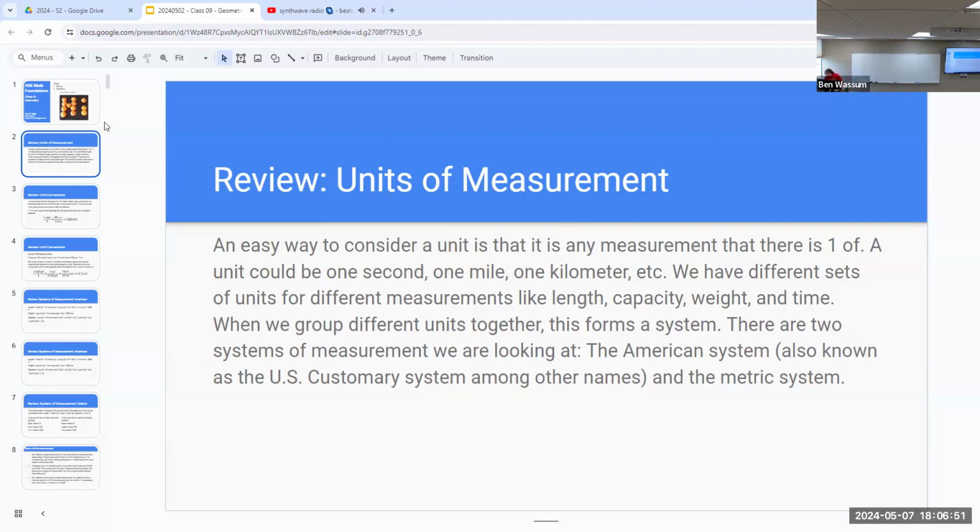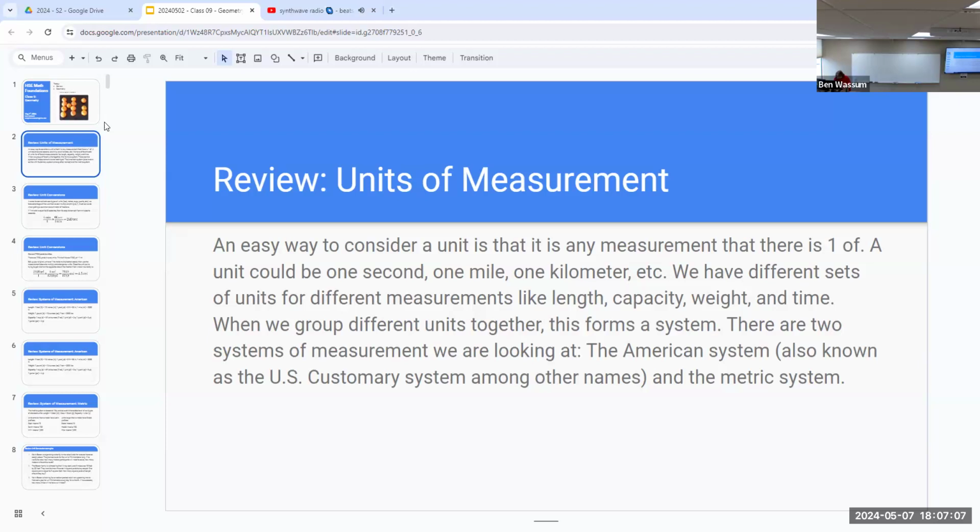When you have different sets of units for different measurements, a bunch of different lengths and a bunch of capacities and a bunch of weights, you put those together and you say, okay, now it's a system. So we have a couple of systems.